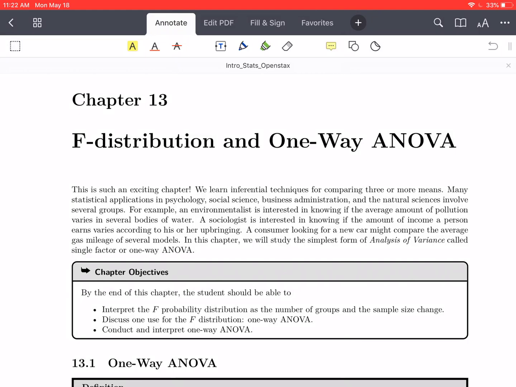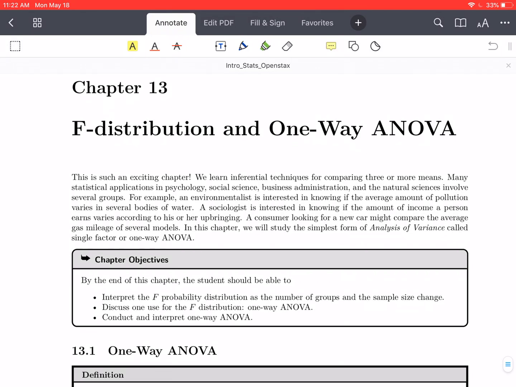So, the basic idea behind this chapter is that what we've been doing is running hypothesis tests on a single parameter, either a mean or a proportion, and then comparing two different means or two different proportions. That's what we did in the last couple chapters, excluding chapter 12. But now, for chapter 13 and beyond, we can use these tests to run hypothesis tests on multiple means, being 3 or more.